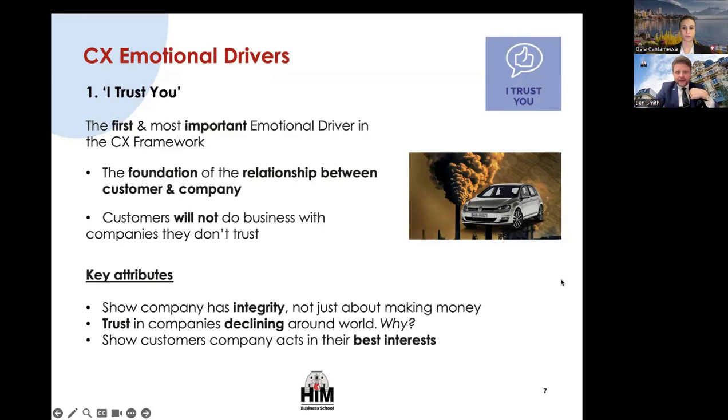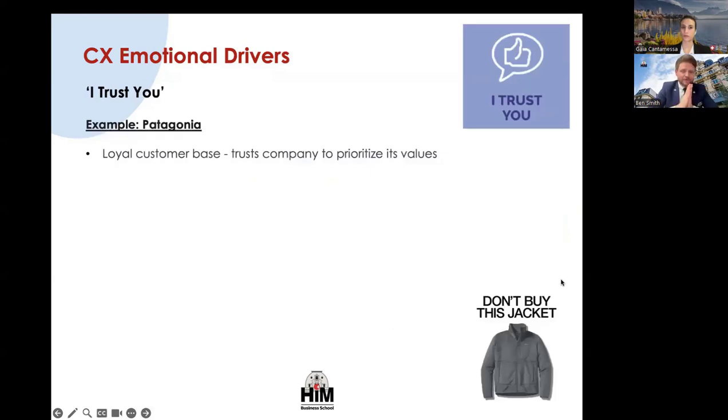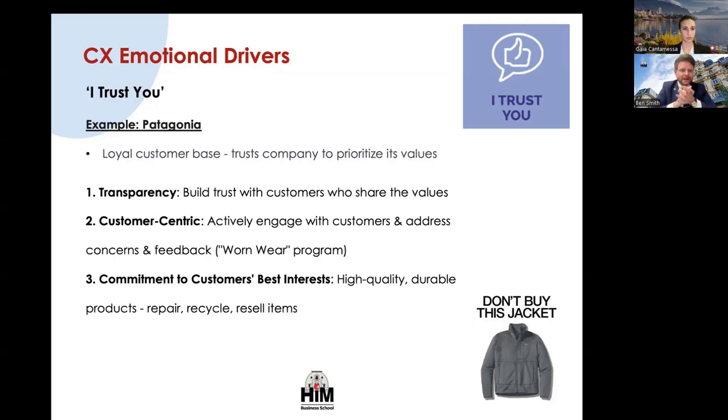Okay. I have included a positive example of this in the form of Patagonia. Now, Patagonia, you may or may not know, is a winter clothing brand. I have bought Patagonia clothing myself. In Switzerland, we do a lot of hiking. But for me, and for those customers who want to buy clothing that is more sustainable and lasts longer, I chose Patagonia.